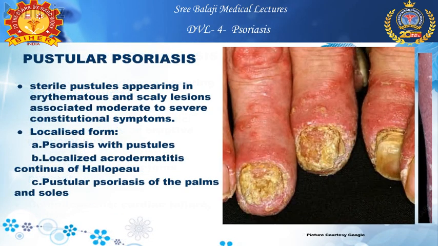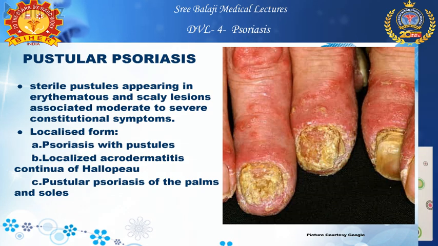Pustular psoriasis. Pustule is a sterile pus-filled lesion. So, in pustular psoriasis, the erythematous plaques can be superstudded with sterile pustules, and these pustules can be seen on normal skin as well. Now, there are two forms: there's the localized form and a generalized form. The localized form of pustular psoriasis presents as three types. Psoriasis with pustules, where a localized psoriatic plaque can have pustules. Then we have a pustular psoriasis with the palms and soles.